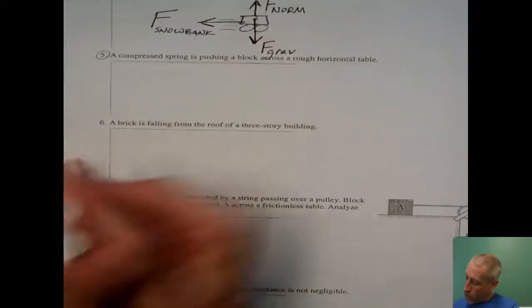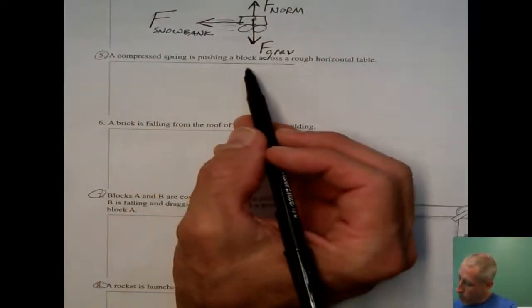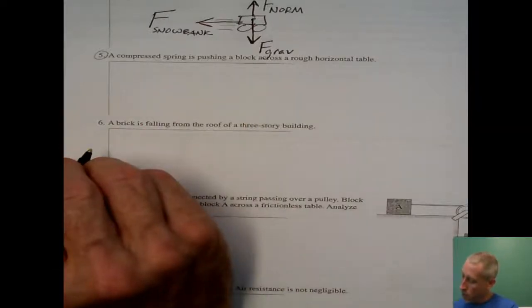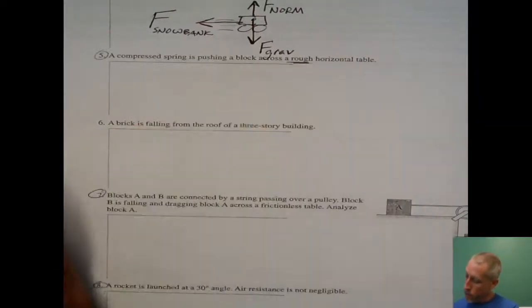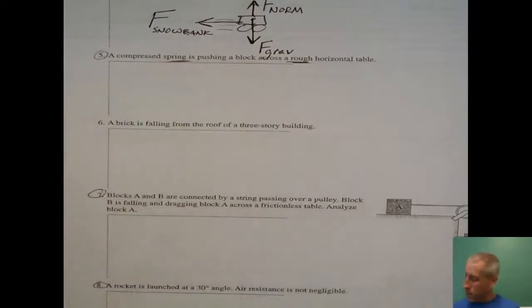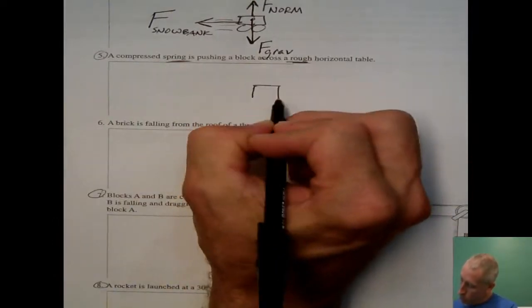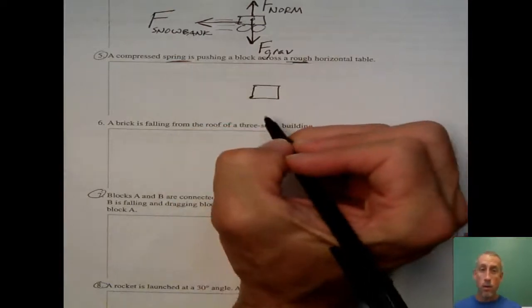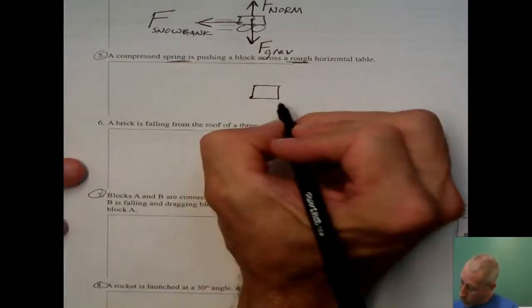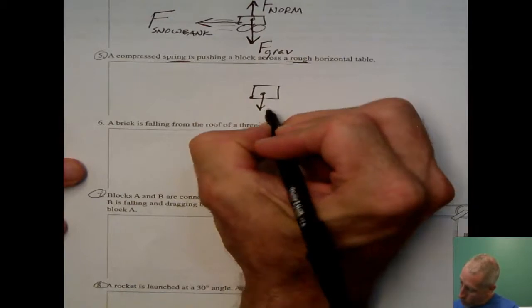How about number 5? A compressed spring is pushing a block across a rough horizontal table. The word rough, we'll see, is important here. And we see the word spring. That's kind of a giveaway. So I would draw the block. I don't need to draw all of the other stuff, but I just need to account for the forces. So again, we have the downward force of gravity.